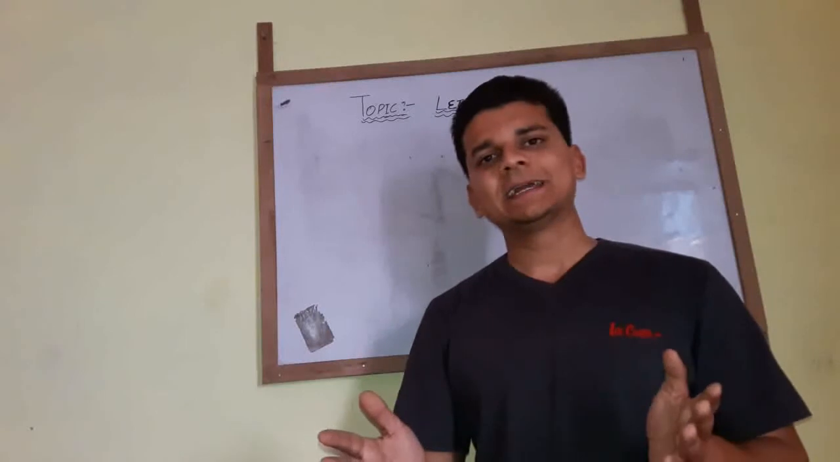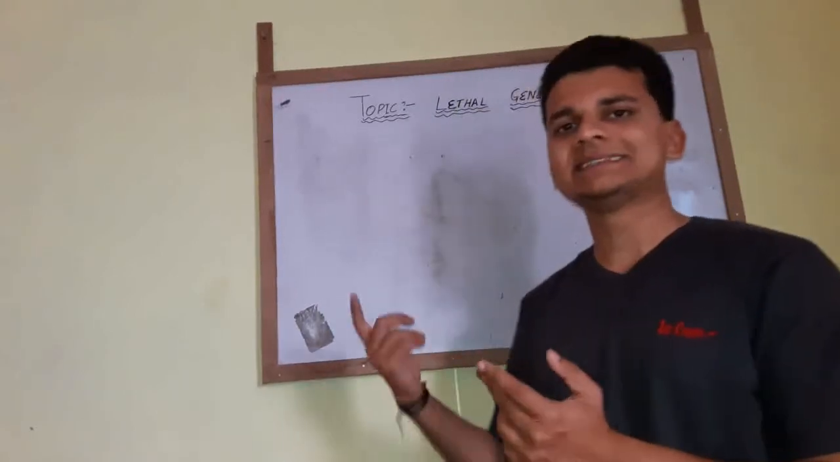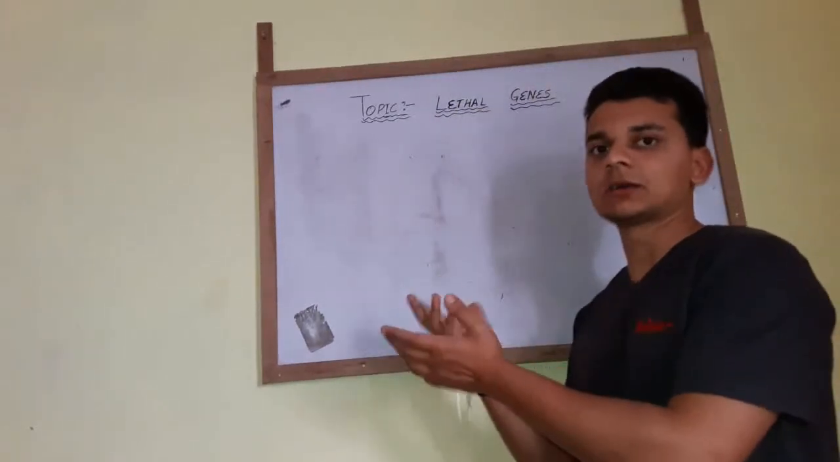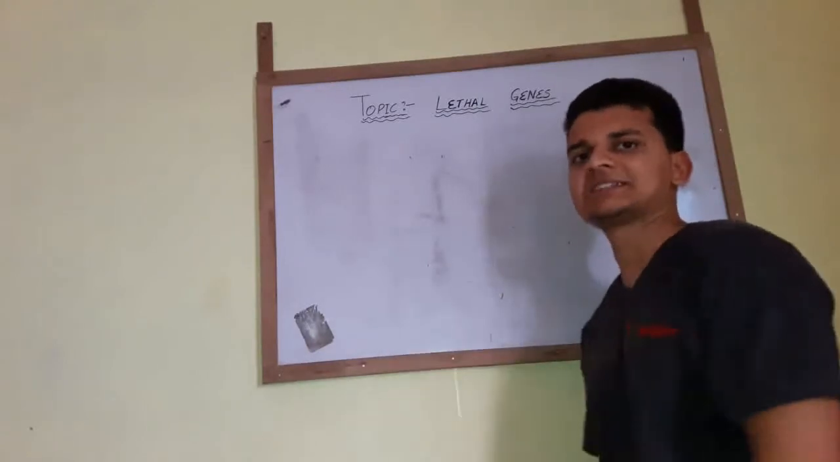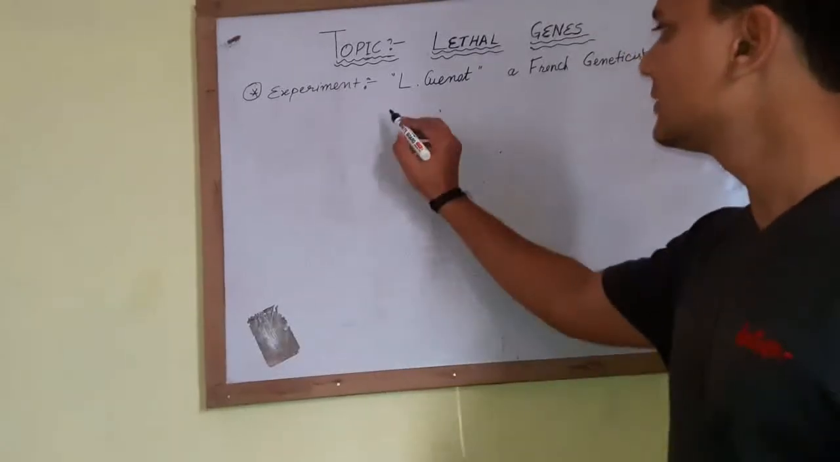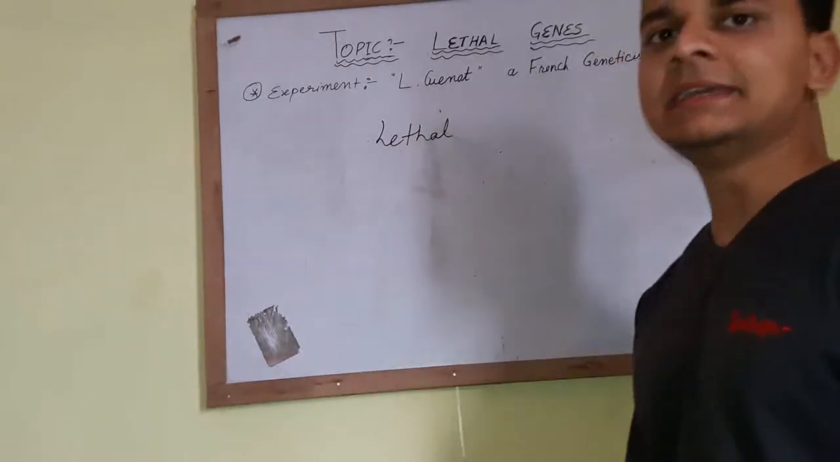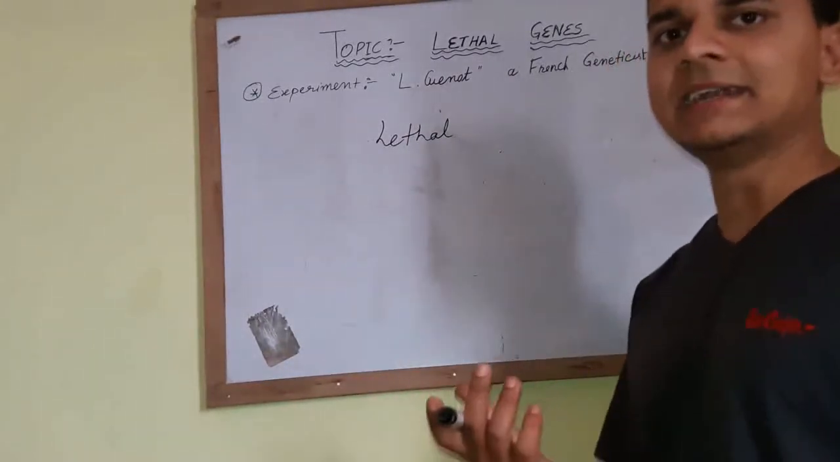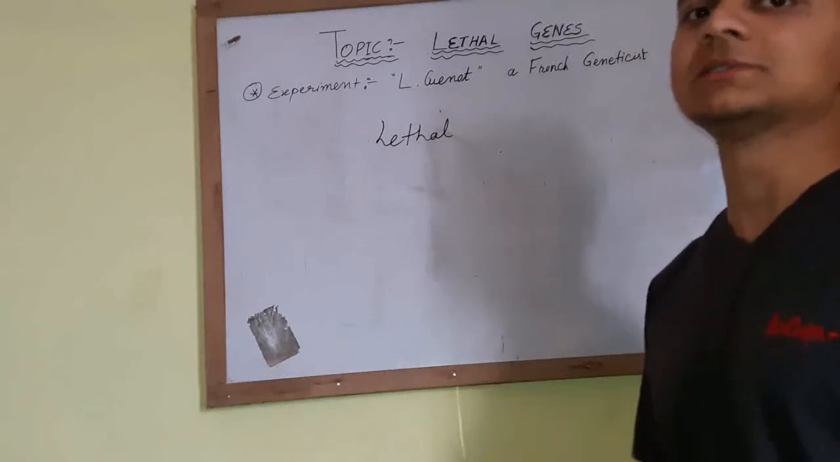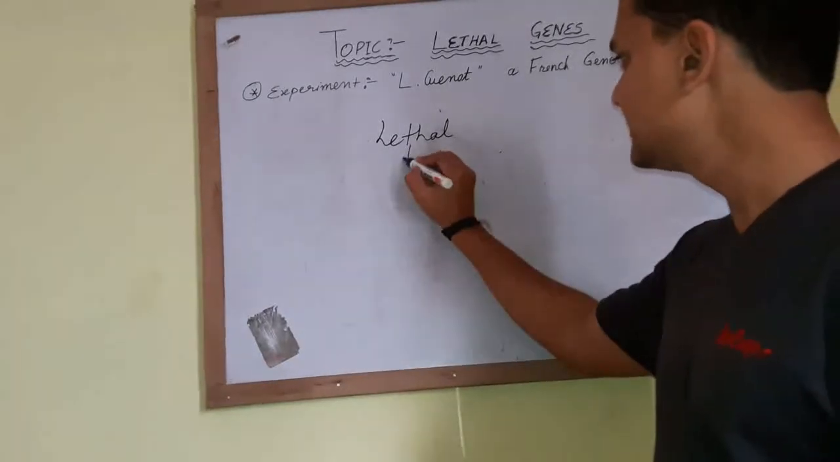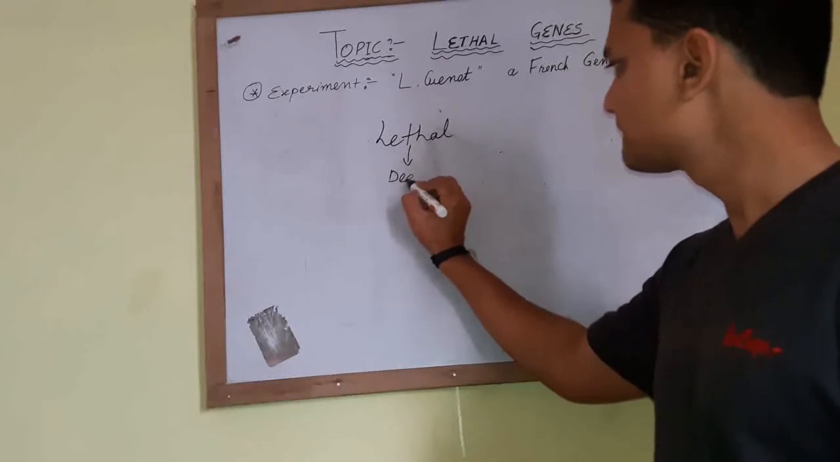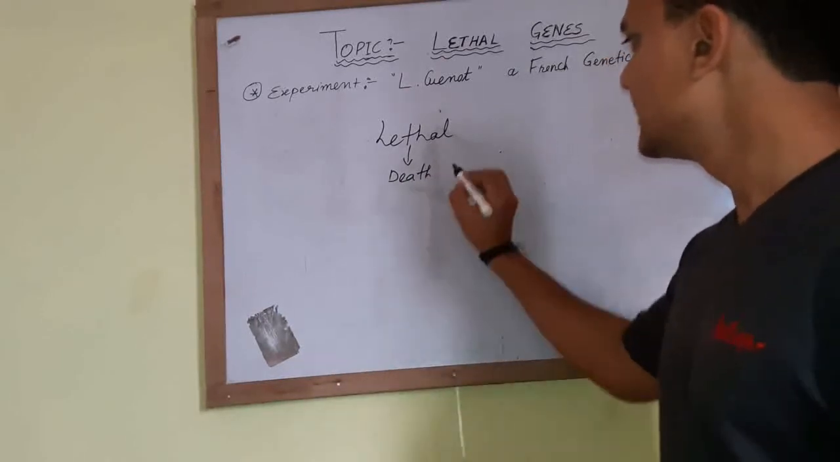So without wasting time, let's start our topic: what is a lethal gene and what are the consequences of lethal genes. When we talk about the word lethal, lethal means tendency to die, or death causing.